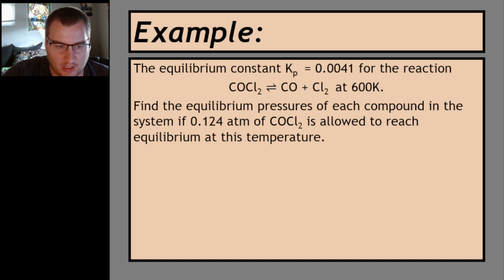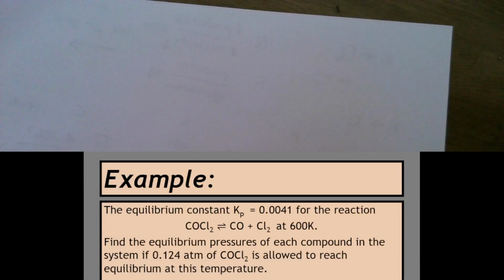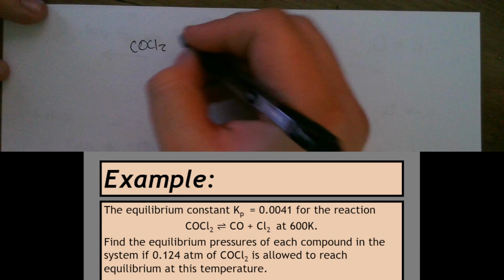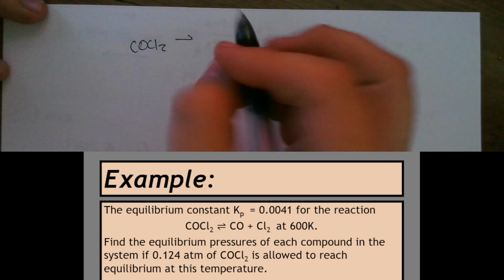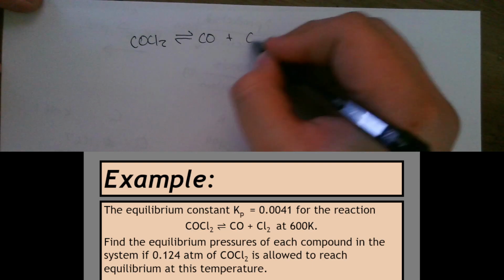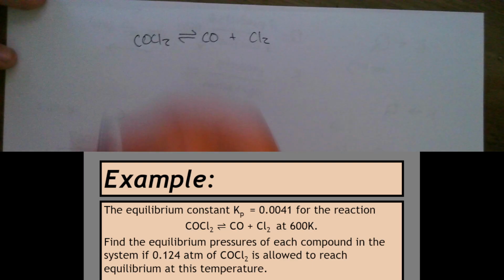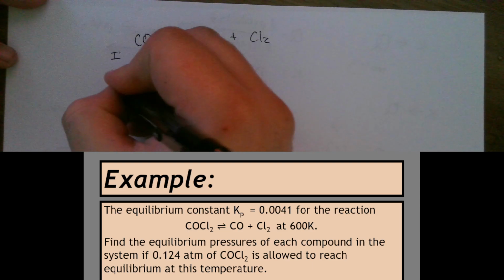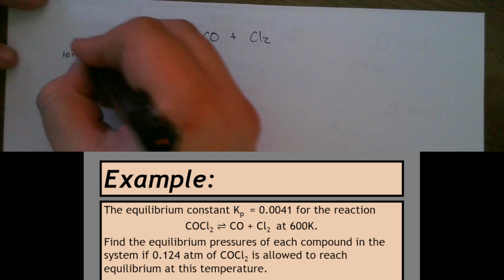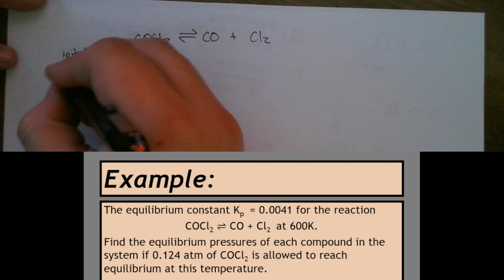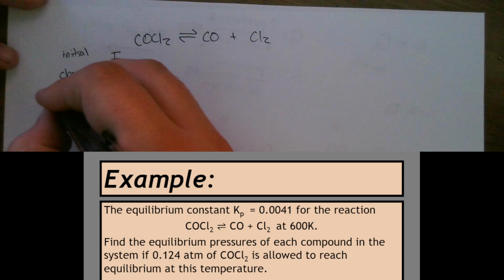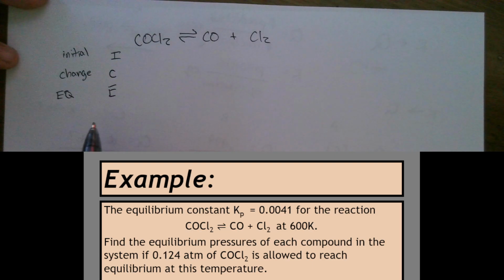So I'm going to go to my DocCam here, and I'm just going to put in all this information. I'm first just going to write my reaction. COCl2. It doesn't give me a state of matter, but it's a pressure, so I know it's a gas. Plus carbon monoxide plus chlorine. I'm going to write over here what we call an ICE table. I'm going to write the word ICE. I stands for initial. I'll put my initial concentrations of things here. C stands for change. I'll put the amount that changes there. E stands for equilibrium. My equilibrium concentrations go there.